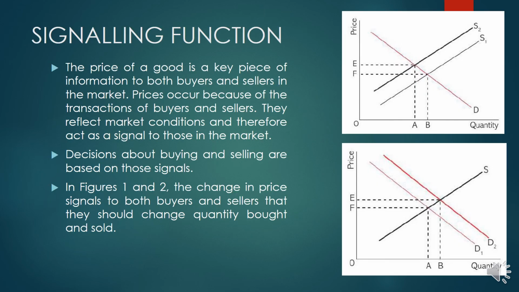So here in the signaling function, what we are going to discuss is that the price of a good is a key piece of information to both buyers and sellers in the market. The price occurs because of the transactions of buyers and sellers. They reflect the market conditions and therefore act as a signal to those in the market.